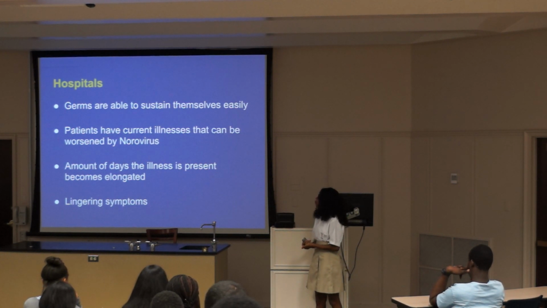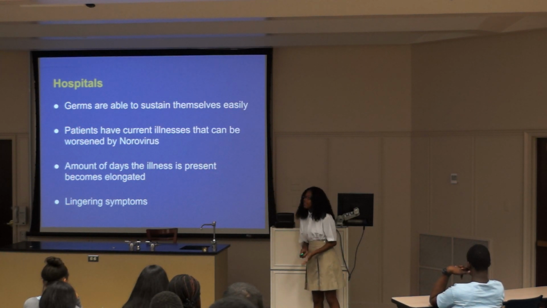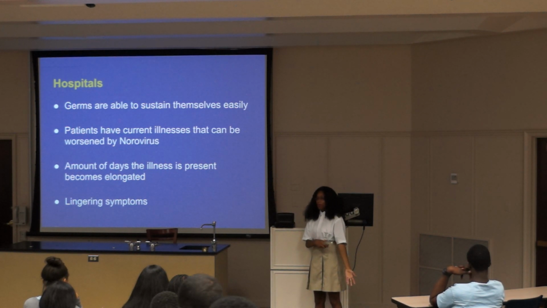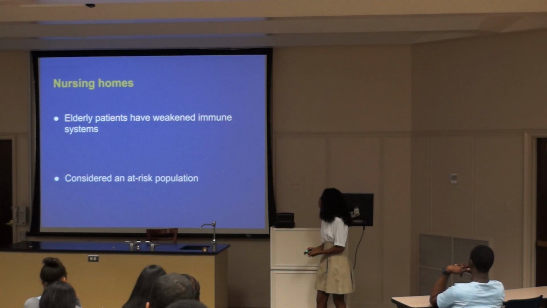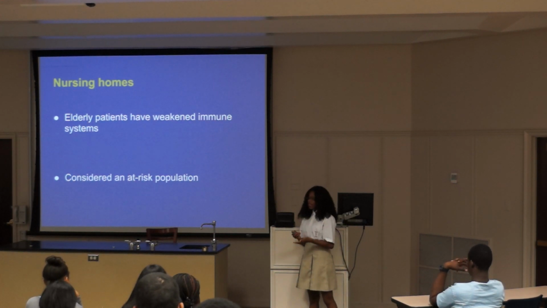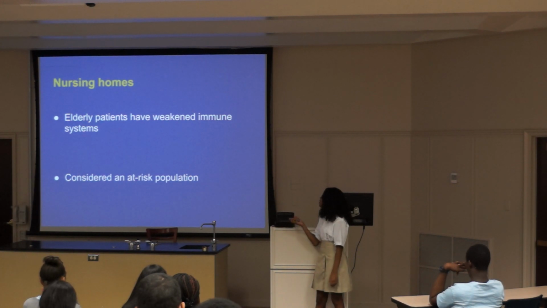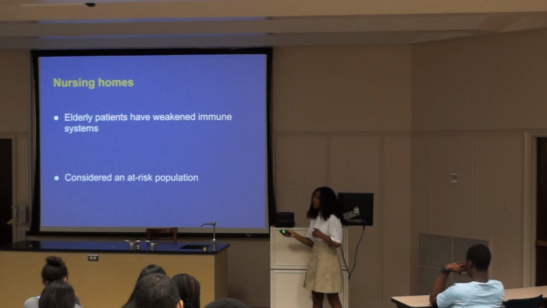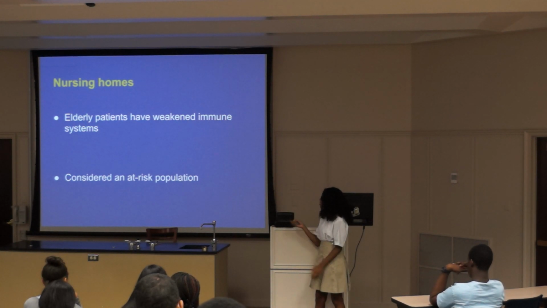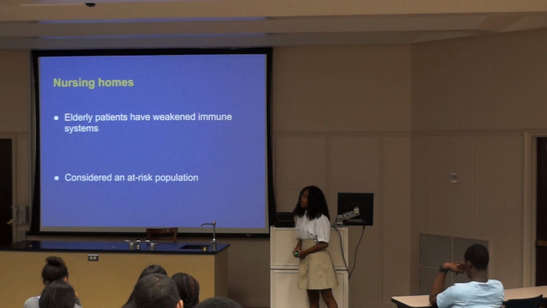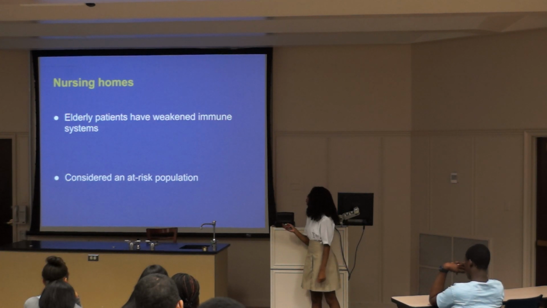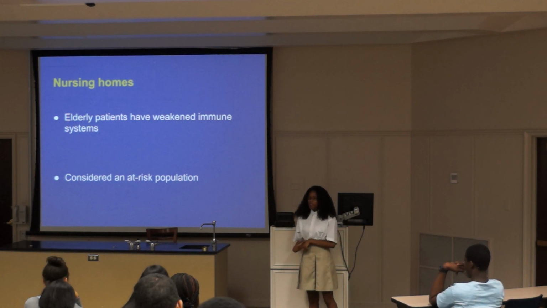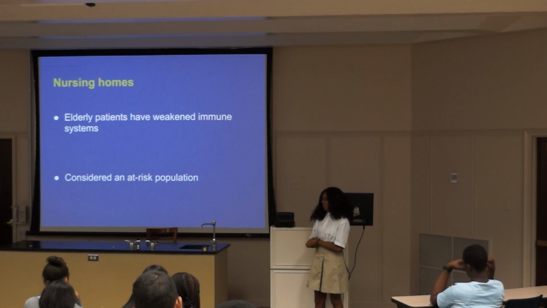And also, the majority of people who have contracted neurovirus in hospitals have lingering symptoms such as diarrhea for 10 or more days. So nursing homes is another highly affected place by neurovirus, and this is when elderly patients have weak immune systems, so the antibodies in their immune system cannot fight against neurovirus, making their immune system pretty inefficient. And because of this, they are considered an at-risk population. Also, infants have the same problem as elderly patients. Their immune systems are very weak and cannot fight against neurovirus.